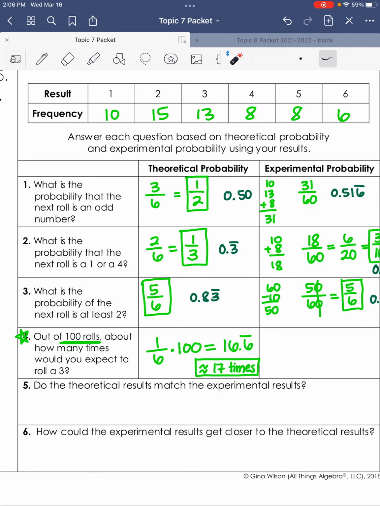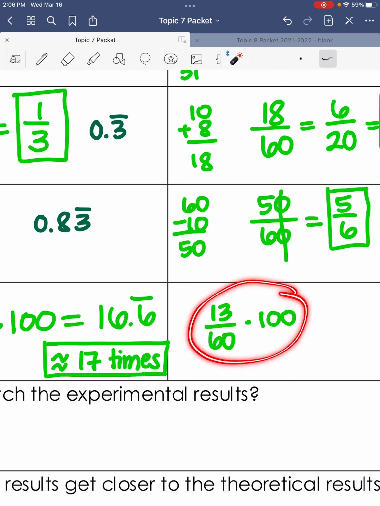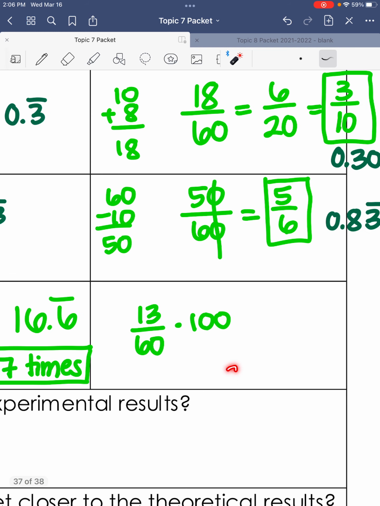Okay, it just shows you that I estimated that. Okay, now let's look at the experimental probability to predict. So out of 100 rolls, about how many times would you expect to roll a 3? Well, here's the deal. We rolled a 3 13 times out of 60. So I'm going to start with that probability, 13 over 60. Can I reduce that? Nope, I can't. So I'm just going to then multiply that times 100. So the way I'm going to type this into my calculator is 13 divided by 60. So let me start over. Sorry, y'all.